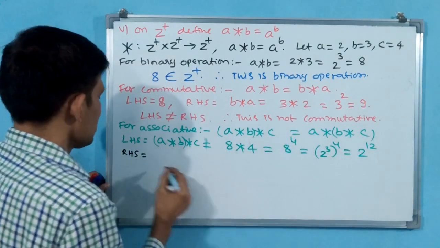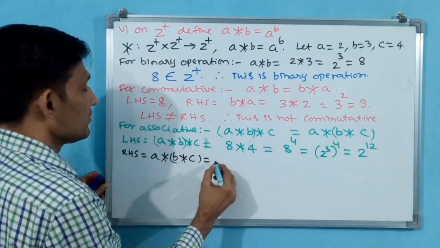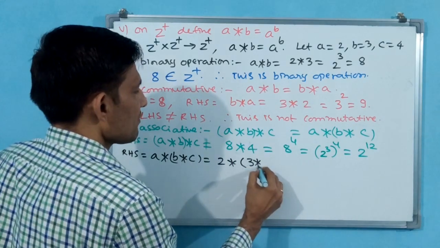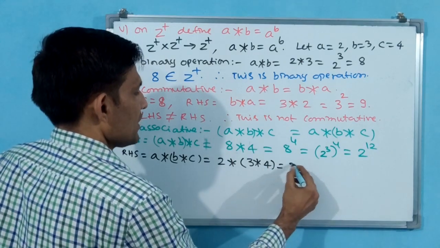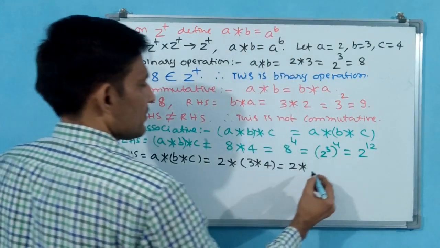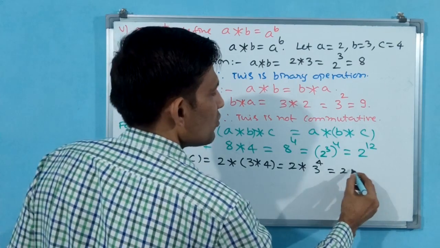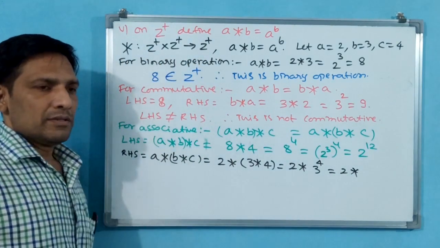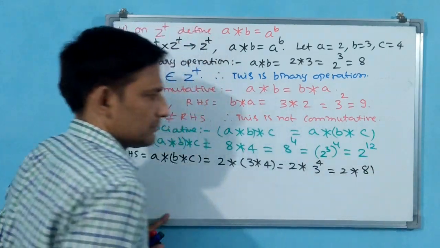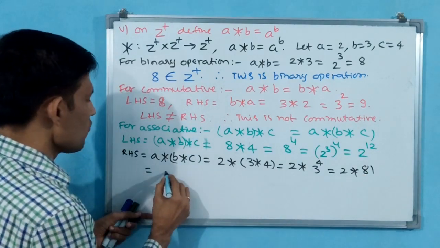RHS is A star B star C. A star B star C is equal to, A is 2 star, B is 3 star 4. So 2 star B star 3 star 4, what do you have to write? 3 power 4, that is equal to 2 star 3 square is 9, 9 square is 81. You write 81. Now again you write here 2 star 81 is equal to 2 power 81.